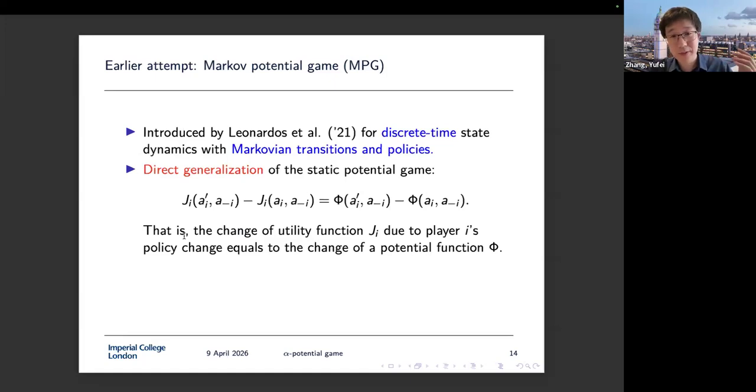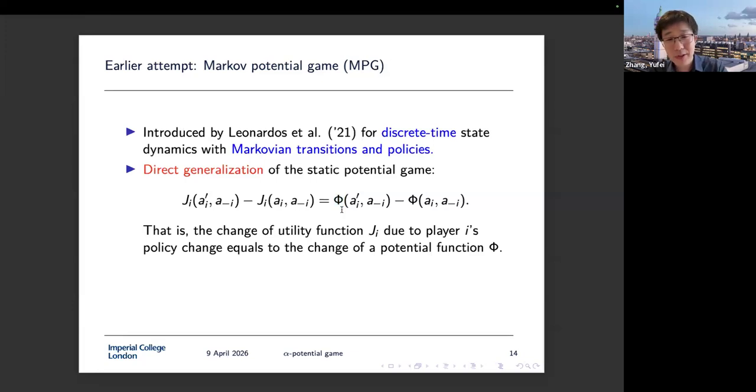This concept of potential game has been applied to the dynamic game, particularly by a group of computer scientists. They introduced the notion of a Markov potential game for discrete time games, where each player considers an underlying discrete time Markov chain with a finite state and finite action, and tries to optimize over Markovian policies. What they do is directly generalize the static potential game to this dynamic setting, in the sense that they assume there exists a common function phi such that the change of each player's utility function is equal to the change of the potential function phi.